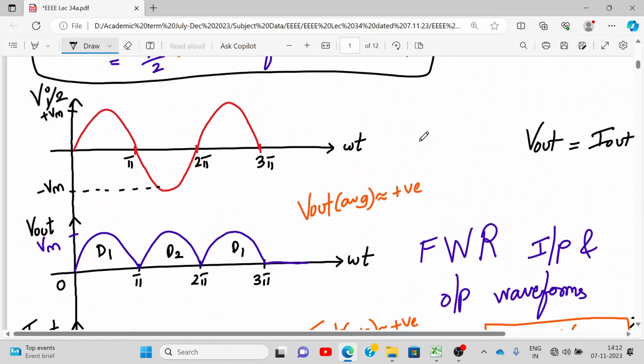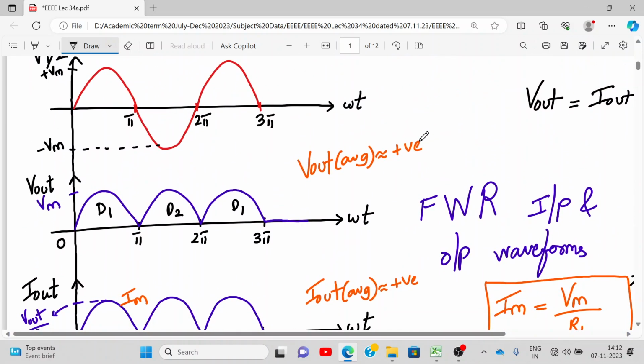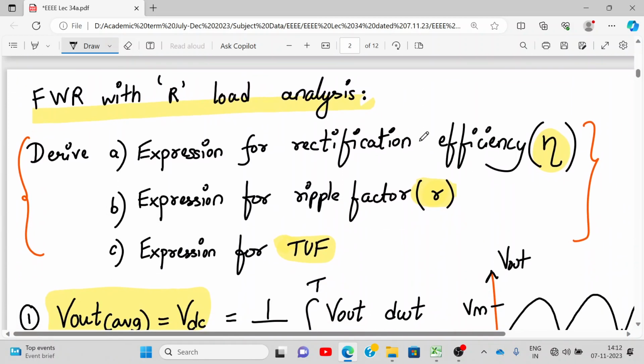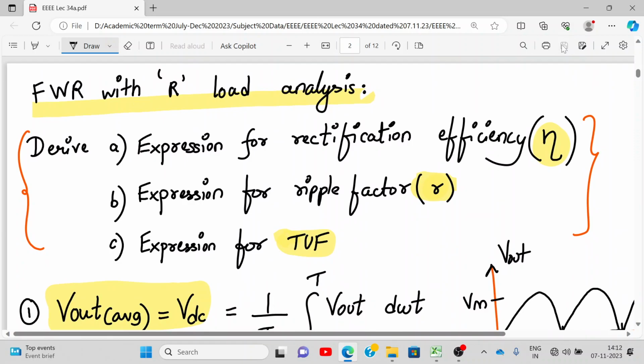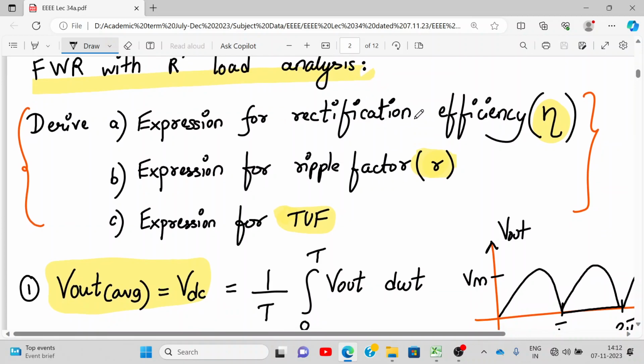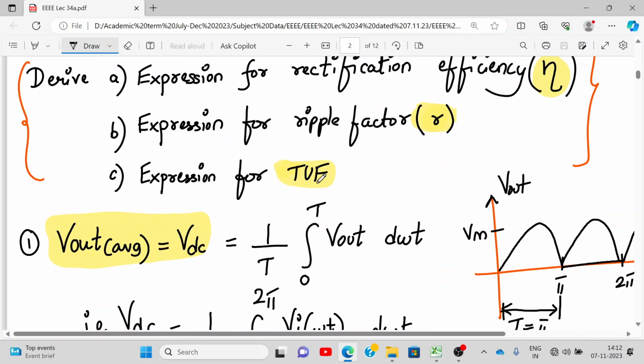Up to this we have completed, and I guess in yesterday's lecture we also plotted the voltage across the diodes D1 and D2. Correct? That is available in the last lecture handout. So today we'll start with the derivation or analysis of the full wave rectifier with resistive load. First we'll derive the expression for rectification efficiency, which will tell how efficiently your rectifier is working. Then we'll calculate the expression for ripple factor, then the expression for TUF, that is transformer utilization factor, which we will cover together for all three rectifiers.